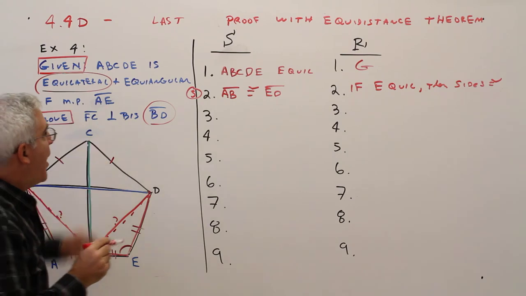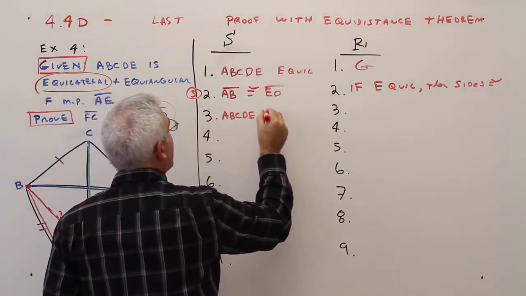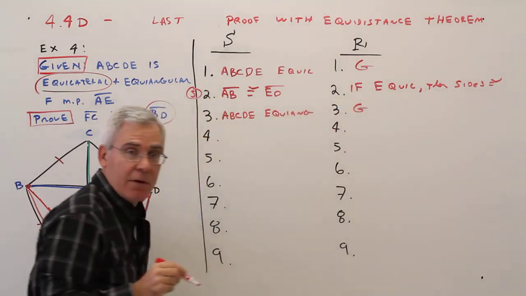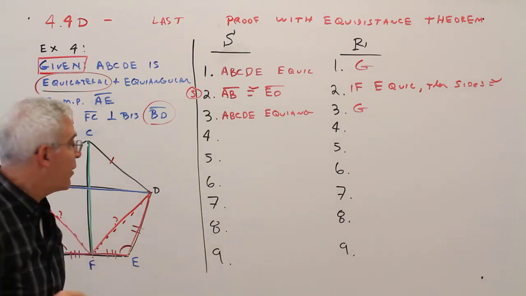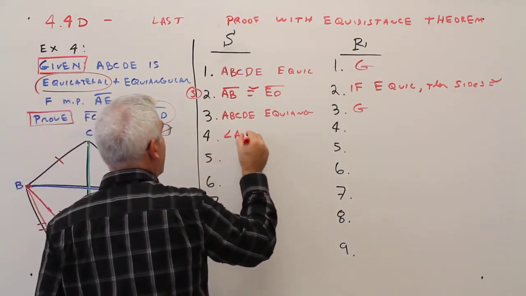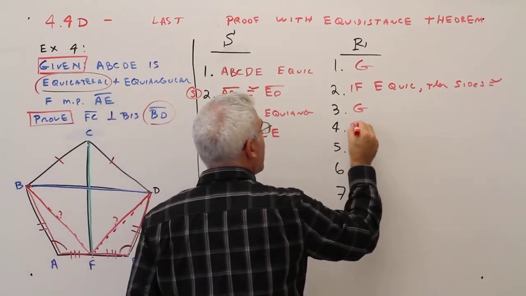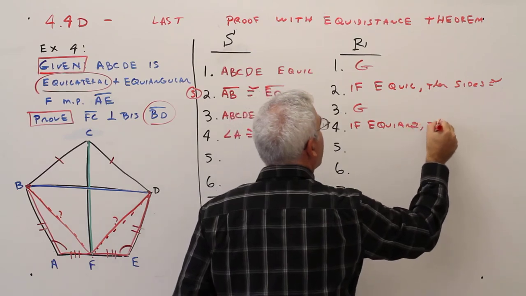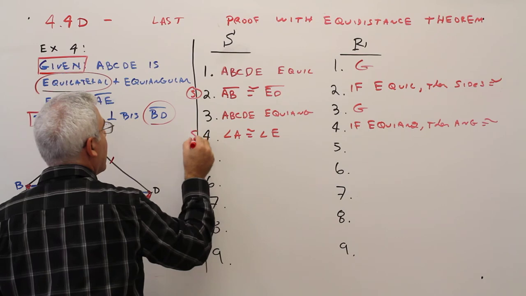Ooh, I'm going to say I'm equiangular. ABCDE is equiangular, given. From that, I got angle A congruent to angle E. I could just use one letter, there's no confusion. Angle A congruent to angle E, if equiangular, then angles congruent.